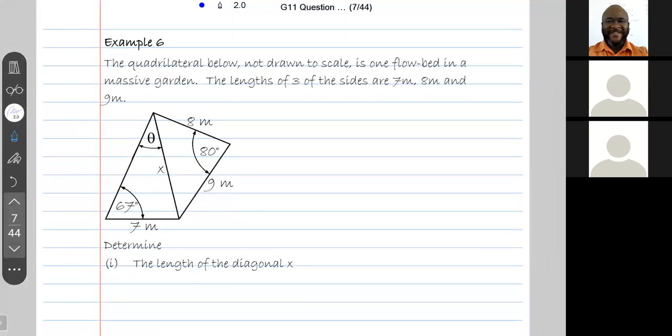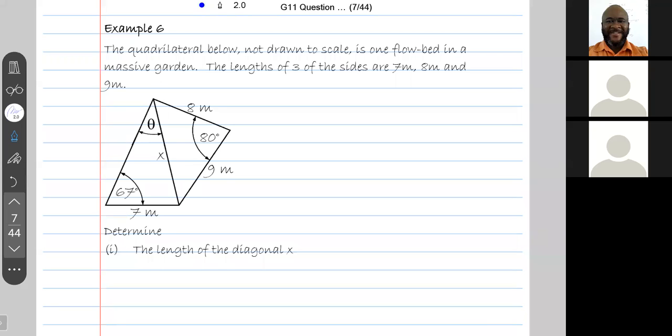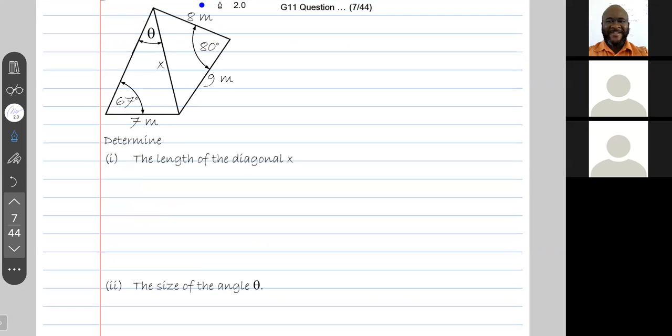All right, here's another question. Example 6 says the quadrilateral below, not drawn to scale, is one flower bed in a massive garden. The lengths of 3 of the sides are 7, 8, and 9 meters. We are to determine the length of the diagonal x. After that, we're to determine the size of the angle theta.